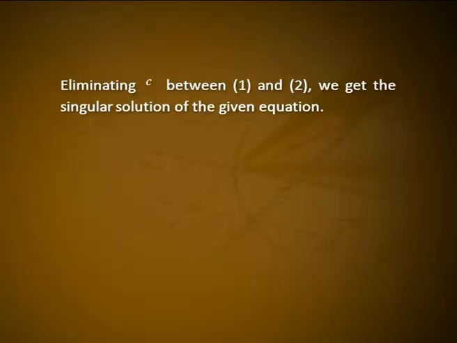Its general solution is y is equal to cx minus 1 by c squared. Let it be equation number 1. Differentiating equation 1 partially with respect to c, we get 0 is equal to x plus 2 by c cube. Let it be equation number 2. Eliminating c between the first equation and the second equation, we get the singular solution of the given equation.